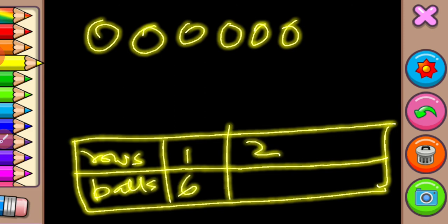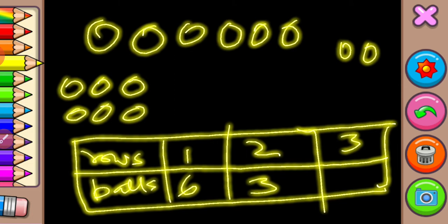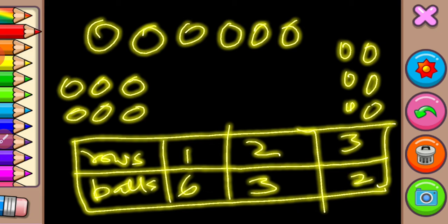Now if I say number of rows is 2, then how are you going to arrange it? 1, 2, 3, 4, 5, 6. So what is the number of balls in each row? It is 3. Okay, now take the third case. If the number of rows is 3, so what is the number of balls in each row? It is 2. Now observe the table.